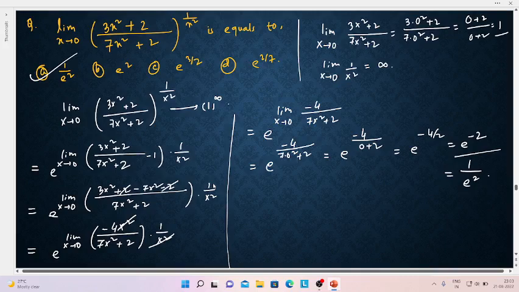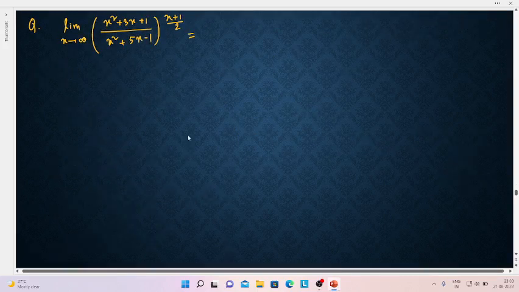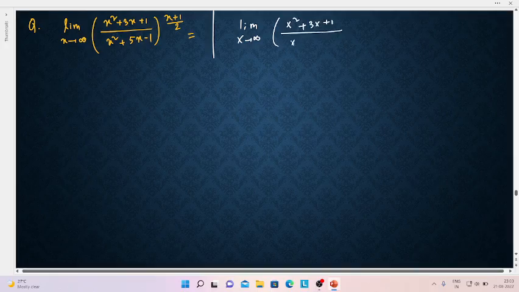Okay, let's move to the next question. This is also a very interesting question, and it's almost the same, as you can think about it. So when we put x equals infinity in that particular expression, we will have, sorry, wait a second, limit x tends to infinity of (x square plus 3x plus 1) over (x square plus 5x minus 1), right?